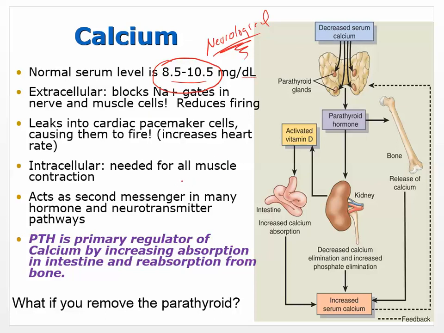So intracellular, calcium is needed for all muscle contraction and acts as a second messenger. It's a big one. Besides the ones we've already learned, it acts as a second messenger in many hormone and neurotransmitter pathways. And parathyroid hormone, PTH, is a primary regulator of calcium by increasing absorption in the intestine and reabsorption from the bone. So what if you remove the parathyroid gland? Well, then that's obviously going to have an effect on your calcium levels. All right.